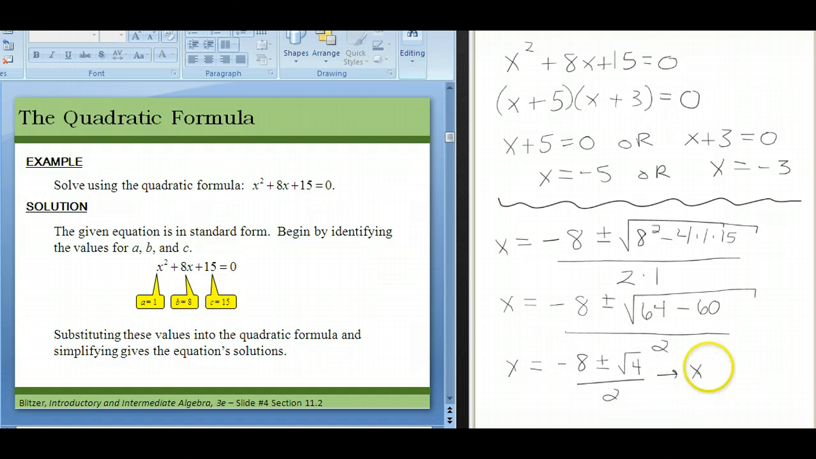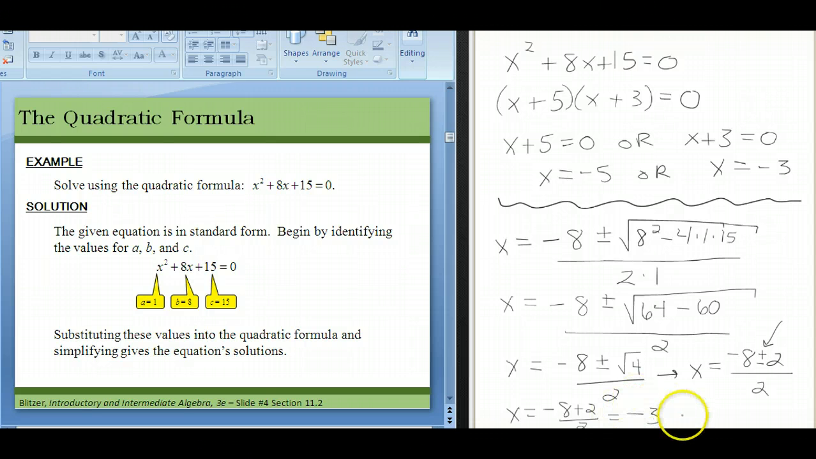So we're getting close here. x equals negative 8 plus or minus square root of 4, which is 2. Notice we already have the plus or minus in front, right? All over 2. So that means that we have what? Remember, this plus or minus means we're really getting two answers. So we have x equals negative 8 plus 2 all over 2, which is what? Negative 6 over 2, which is negative 3.